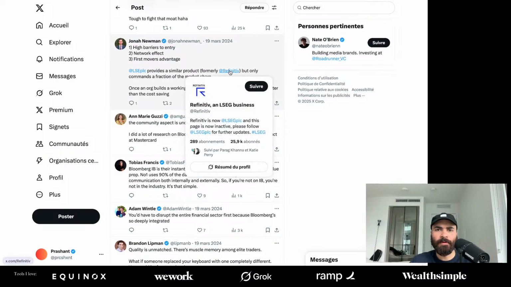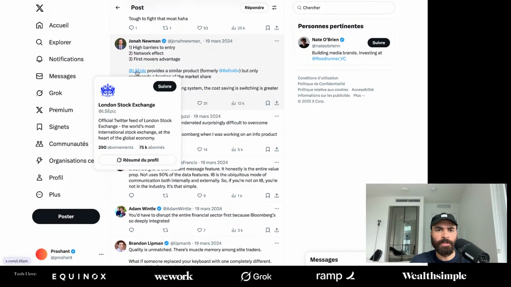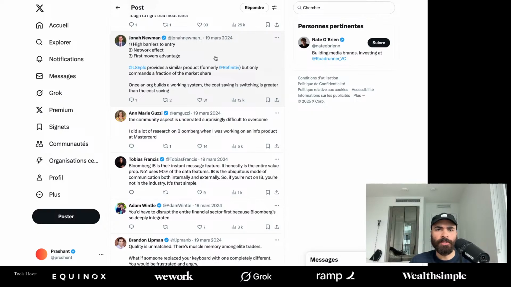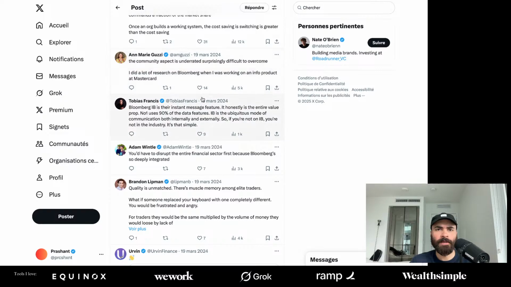Formerly Refinitiv. LSE, London Stock Exchange. The world's most international stock exchange at the heart of the global economy. Whoa, okay. But it only commands a fraction of the market share. Once an org builds a working system, the cost of switching is greater than the cost saving. The community aspect is underrated, surprisingly difficult to overcome.